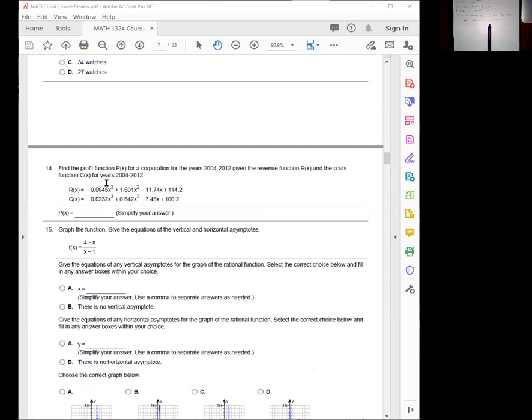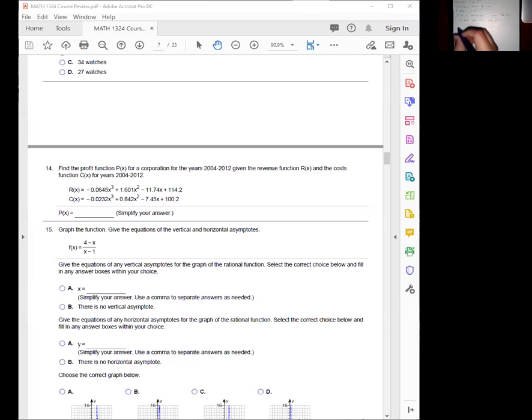Find the profit function, P of X, for a corporation for the years 2004 to 2012. Give the revenue function R of X and the cost function through those years. All right. So they're given right here for those years. They want profit. Okay, that's not too bad, right? So just subtract them and we're done.